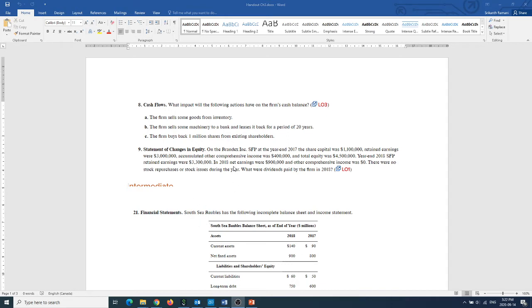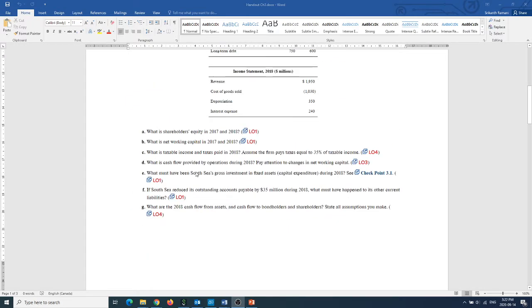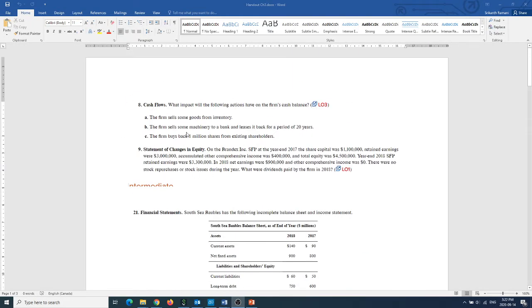So we finished most of Chapter 3 in the live lecture in class today. So we'll go over some handout problems. These are problems straight from the back of your textbook chapter. Okay. So let's start with the first question in some sense. So cash flows. What impact will the following actions have on the firm's cash balance sheet?